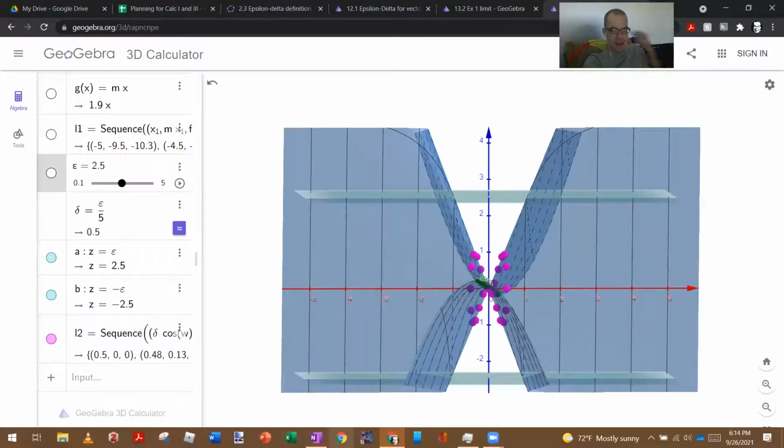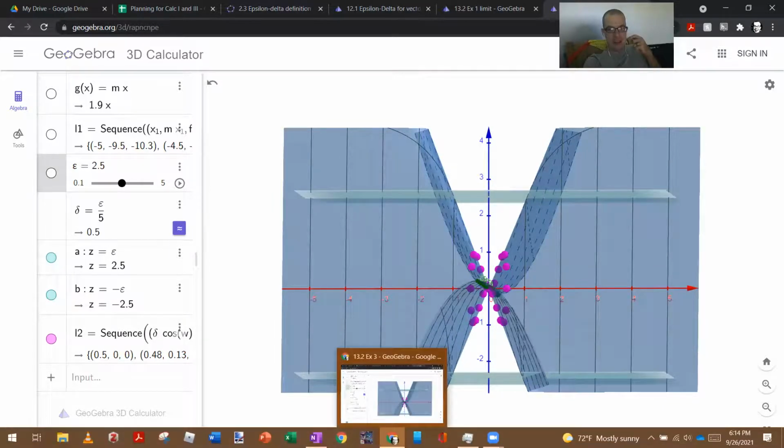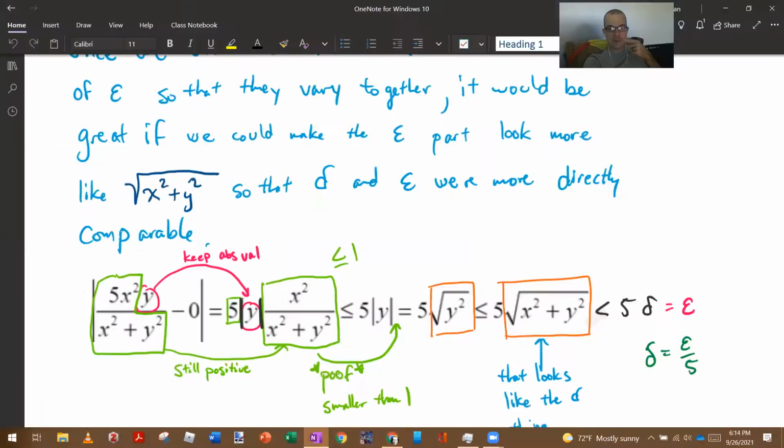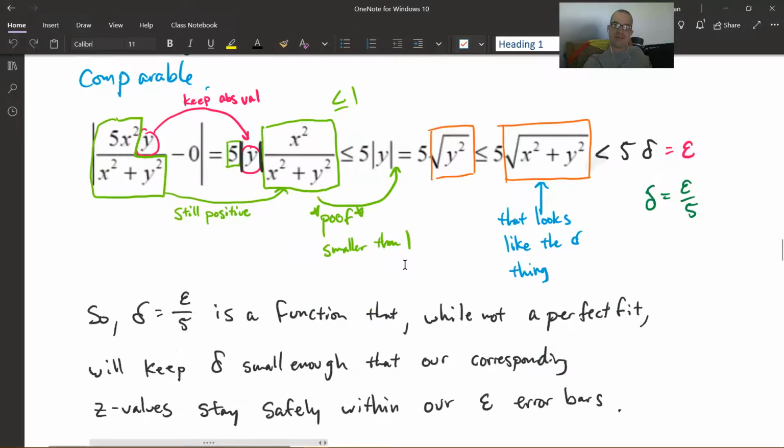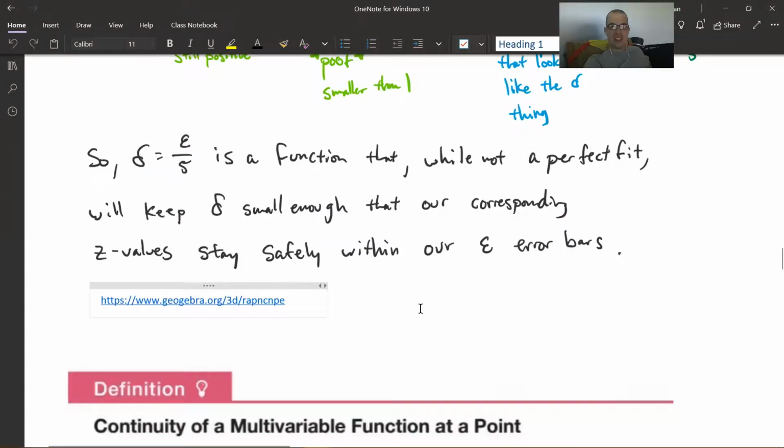And that's arising out of the fact that we had a couple less than or equal to signs in this line of reasoning. But yeah, once you figured out delta as a function of epsilon, you've got it. So that's good. It'll keep our delta ball small enough so that our corresponding z-values stay safely within the epsilon error bars.